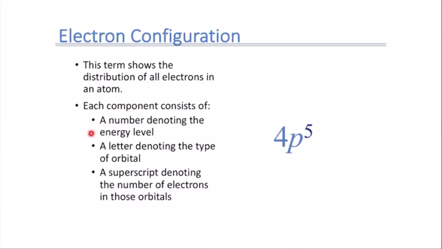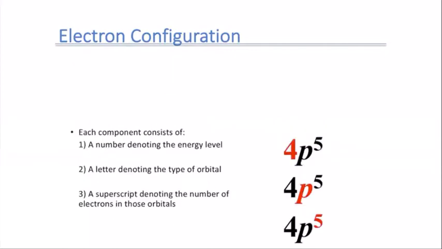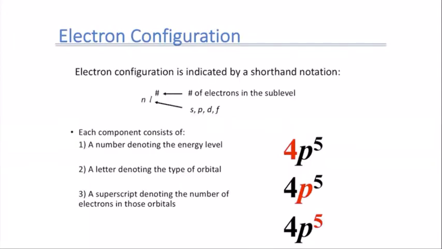Each component is given a number for the energy level, a letter for the type of orbital, and a superscript to let us know how many electrons there are. So if we remember our electron configuration shorthand that we saw briefly before, the N, that's the principal quantum number, that's the energy level we're in. The letter L, that's when we write our S, P, D, or F. And then the superscript, that's the number of electrons in that subshell.